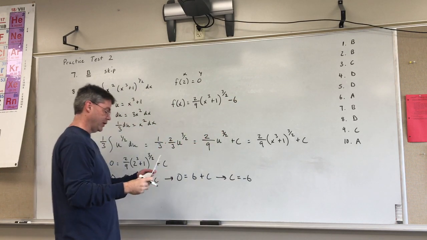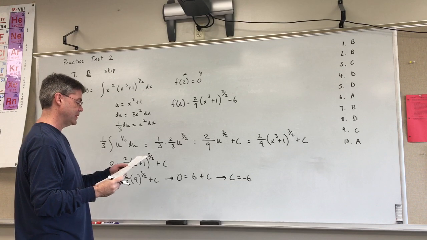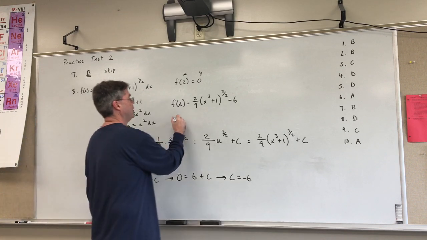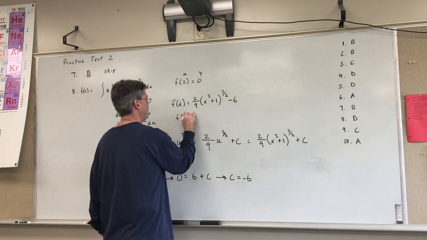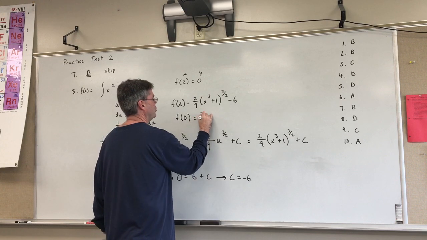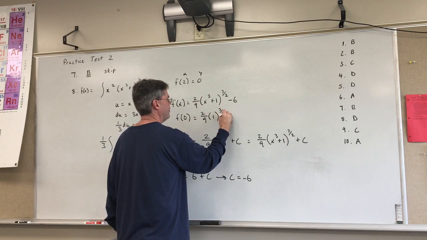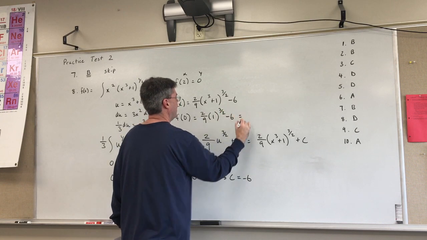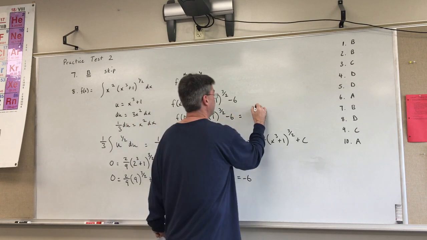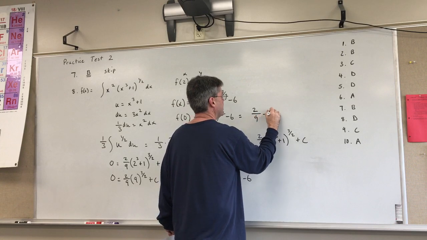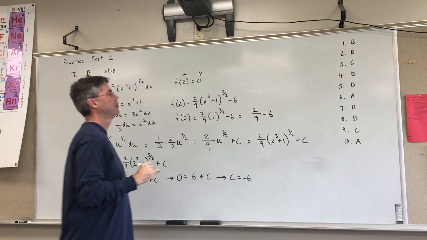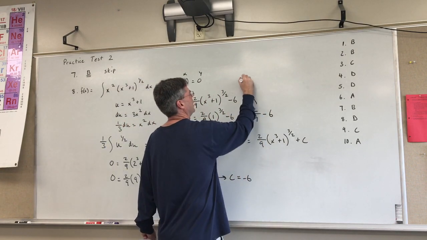All right, so finally we got to the point where we can try to plug this in. What is f of 0? So we'll plug 0 in. F of 0 will be 2/9 times 1 to the 3/2 minus 6. That's going to be 2/9 minus 6. Okay, let's pull this up here.